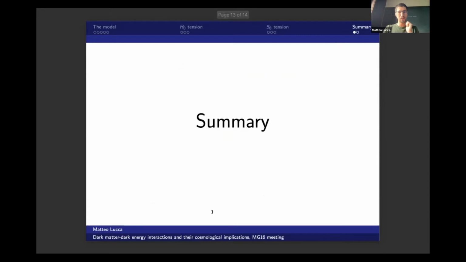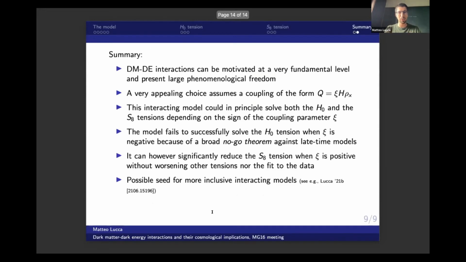Now, this is roughly what I meant to say, and coming to my summary, the take-home messages I would like you to remember are that dark matter, dark energy interactions can be motivated at a very fundamental level, phenomenologically, as well as by modified gravity, but they come with a huge freedom in the choice of the interaction terms. A very successful choice and a very cosmologically meaningful choice is by introducing a dependence on the dark energy density. And this model, depending on the sign of Xi, which is, however, important to keep track of, can solve either the H0 tension or the sigma tension.